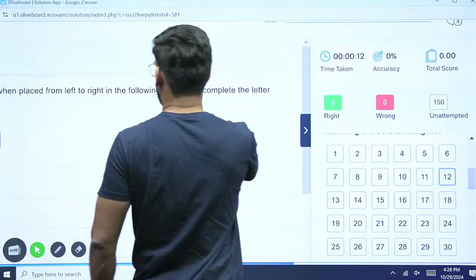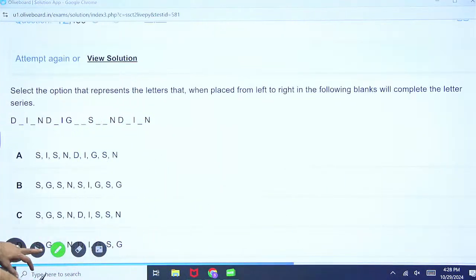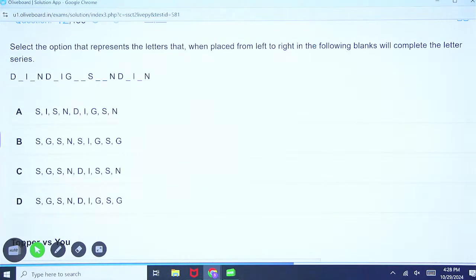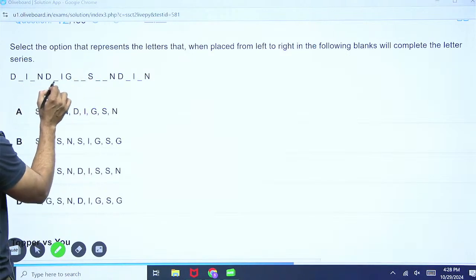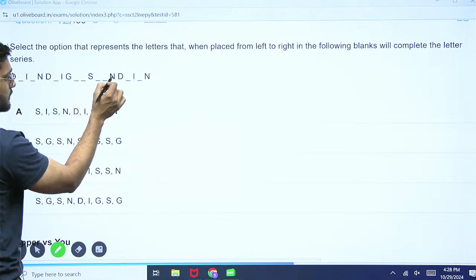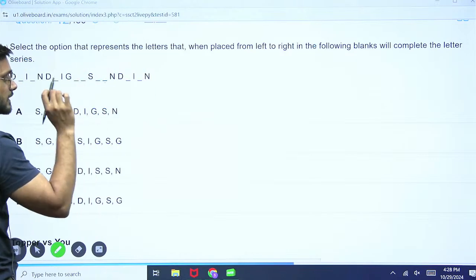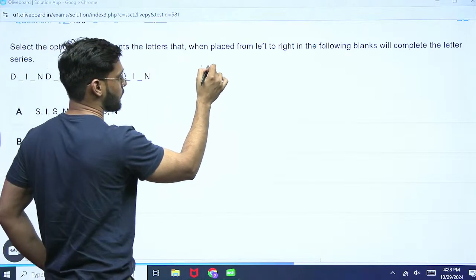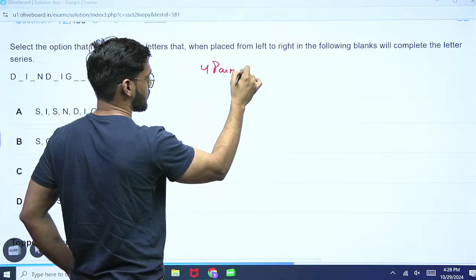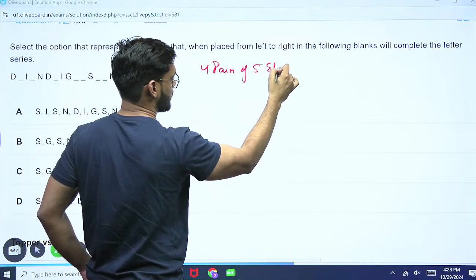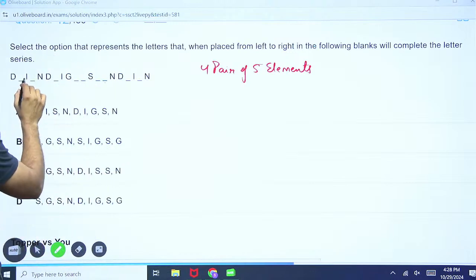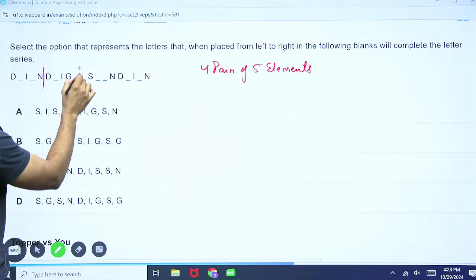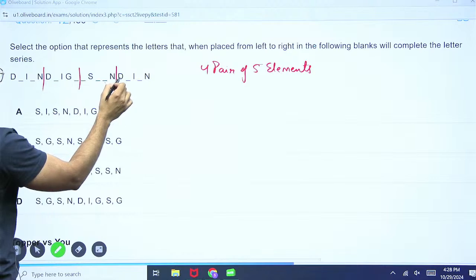12th question on your screen from the repeated series. We are having some blanks. First count the number of elements: 2, 3, 4, 5, 6, 7, 8, 9, 10, 11, 12, 13, 14, 15, 16, 17, 18, 19, 20. 20 are there. So 20 elements means we can make 4 pairs of 5 elements. So 1, 2, 3, 4, 5, and again 1, 2, 3, 4, 5, and so on.